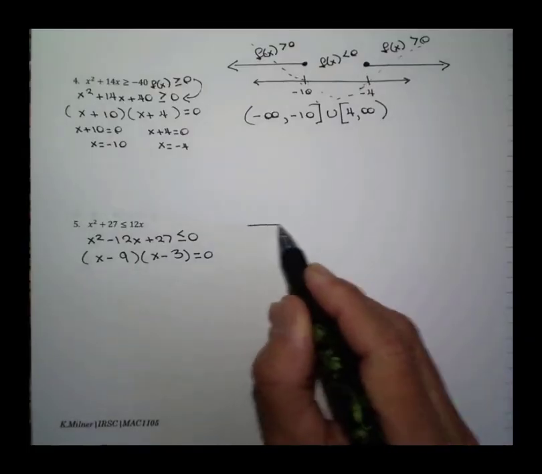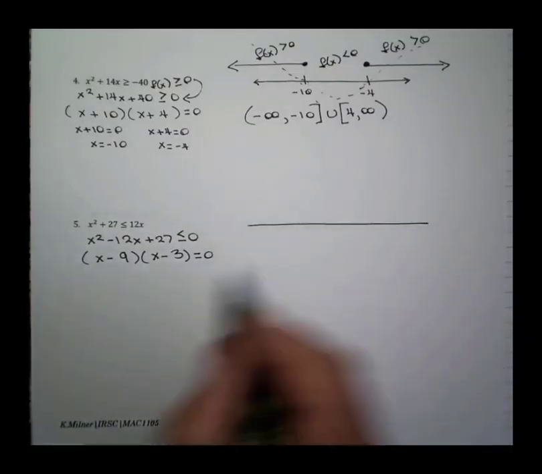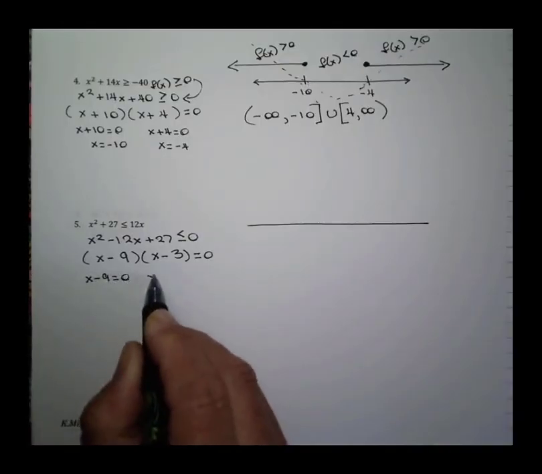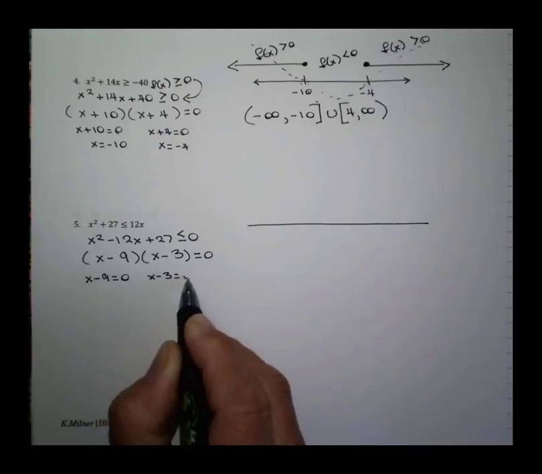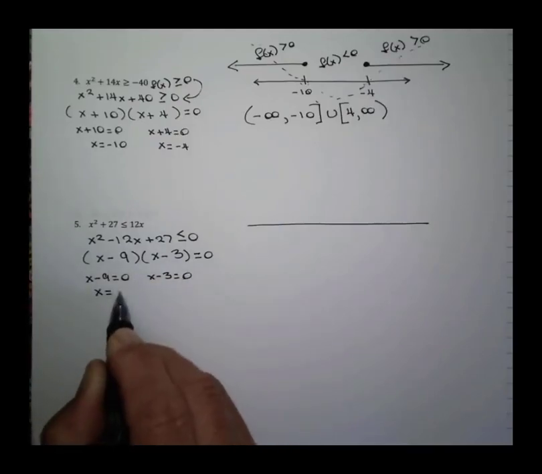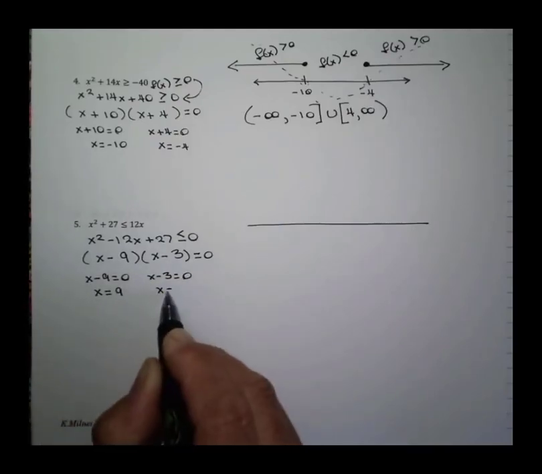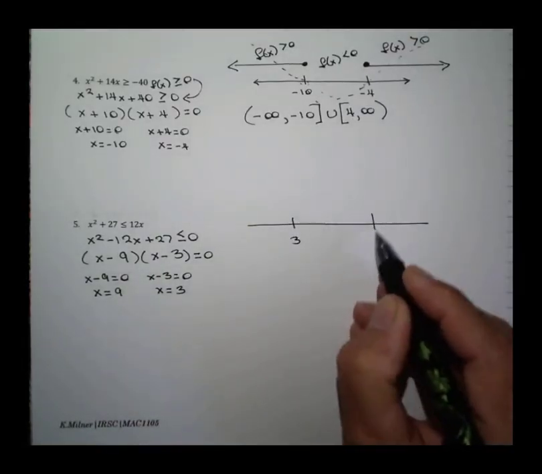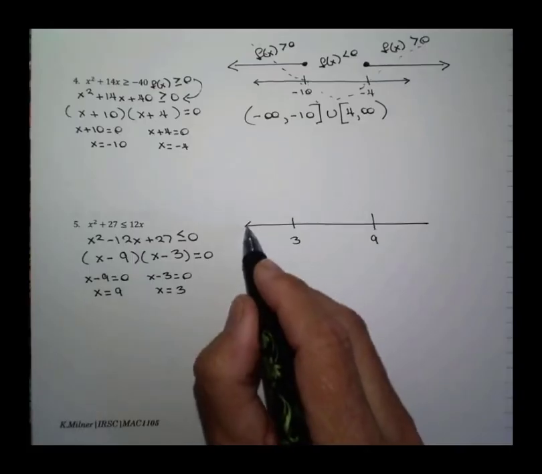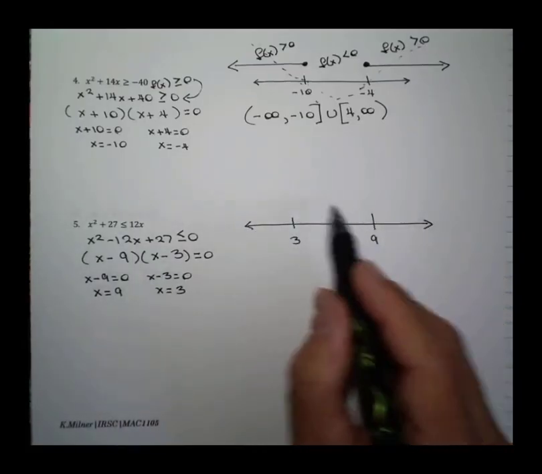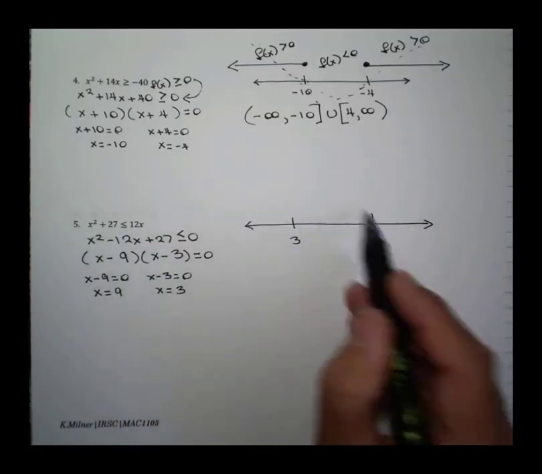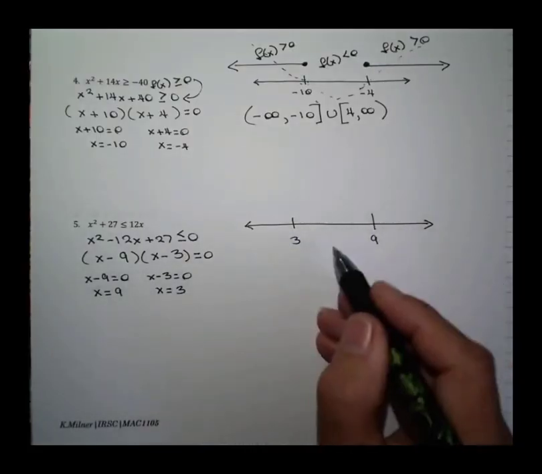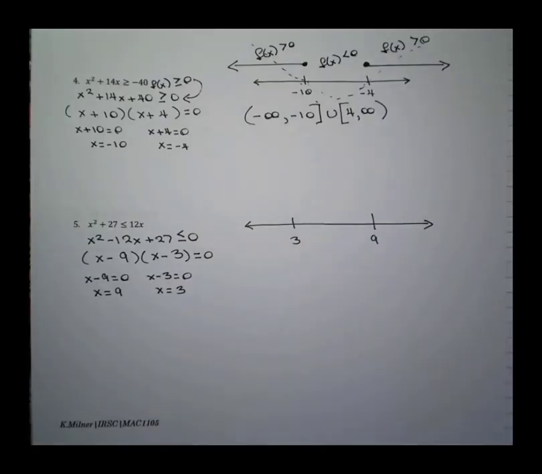So I draw my number line. X minus 9 equals 0, x minus 3 equals 0, so x would equal positive 9 and x would equal positive 3. Here's where it's 3, and here's 9. Where is my solution set? Is it between these two, or is it on the ends? I would check points to see, or we've done that.